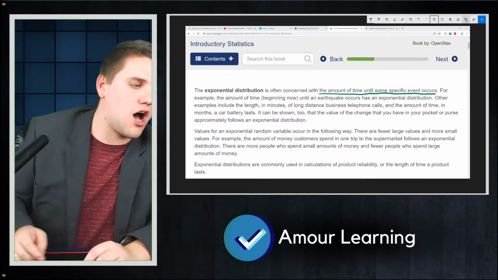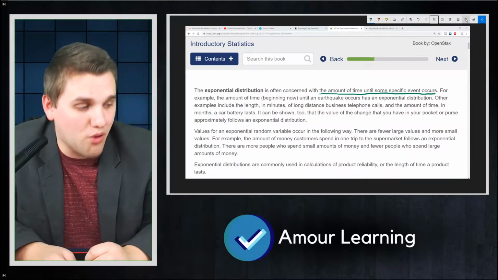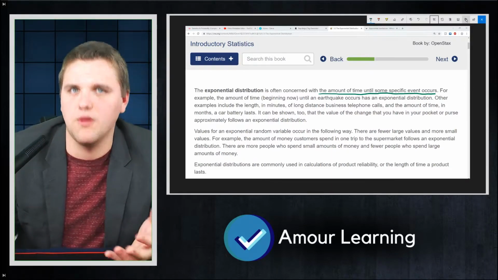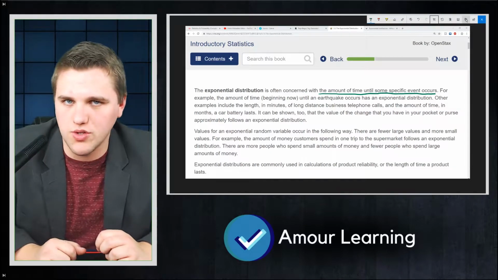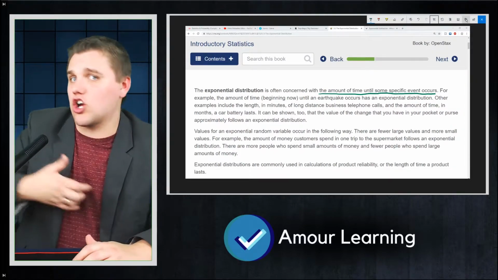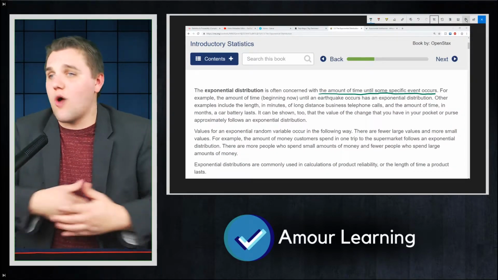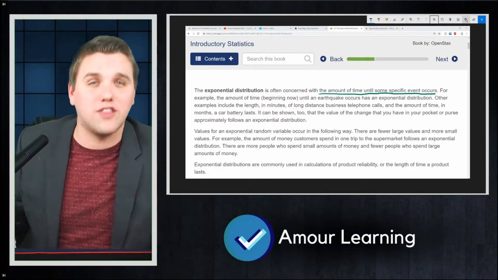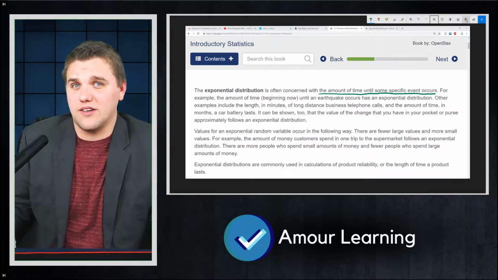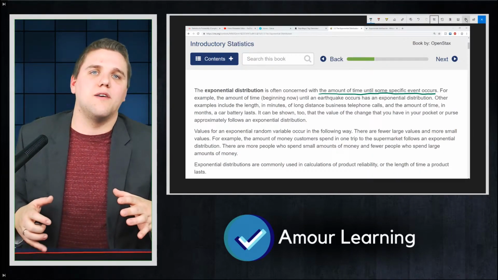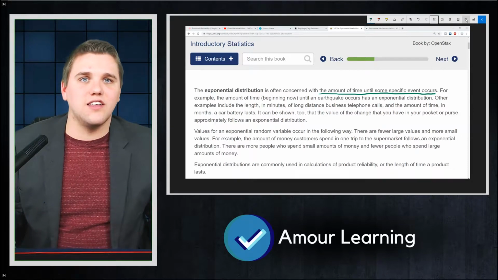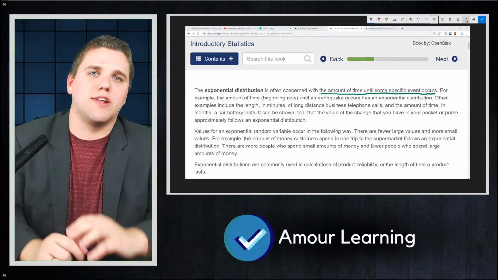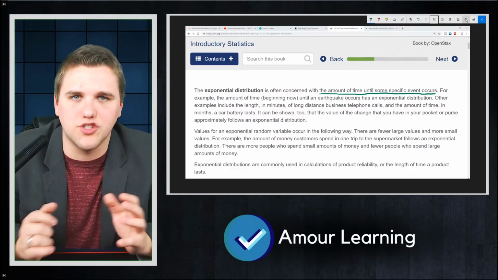Exponential distributions are commonly used in calculations of product reliability, or the length of time a product lasts. So, for example, that light bulb example is a perfect example where you would use an exponential distribution. Or how long your car is going to last. You don't know how many miles it's going to last. It could last 200,000 miles. It could last 500,000 miles. It could last for 50,000 miles. But the idea is there's this average, and it might not reach the average. It might reach further than the average. And you can use exponential distributions to figure out the probability of certain events happening.